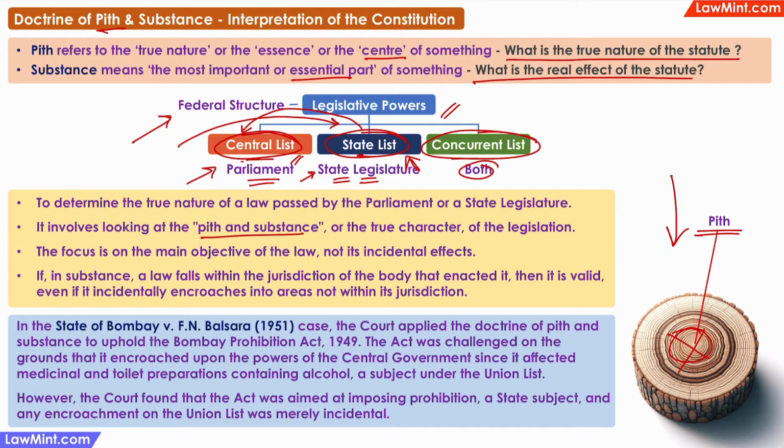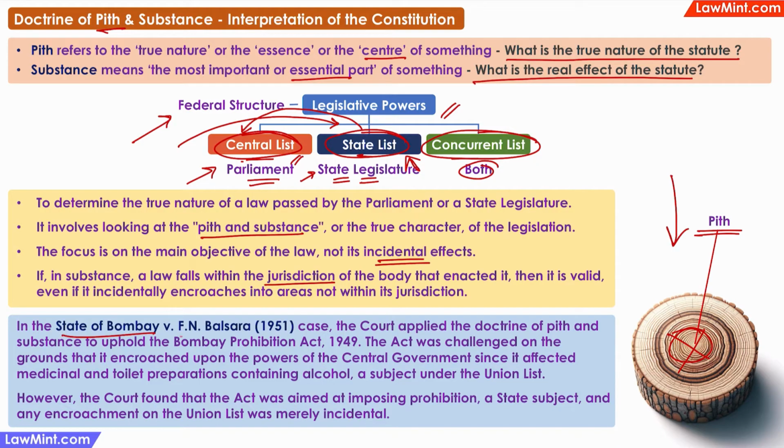For example, the actual purpose of a cough syrup is to provide cough relief, which is its pith and substance. But the incidental effect or the side effect may be that it causes drowsiness. And there may not be any reasonable way of preventing that side effect without making the cough syrup ineffective. So, if the actual pith and substance of the law show that it is aimed at a subject that is within the powers of the respective legislature, then the side effect will not make the law invalid.